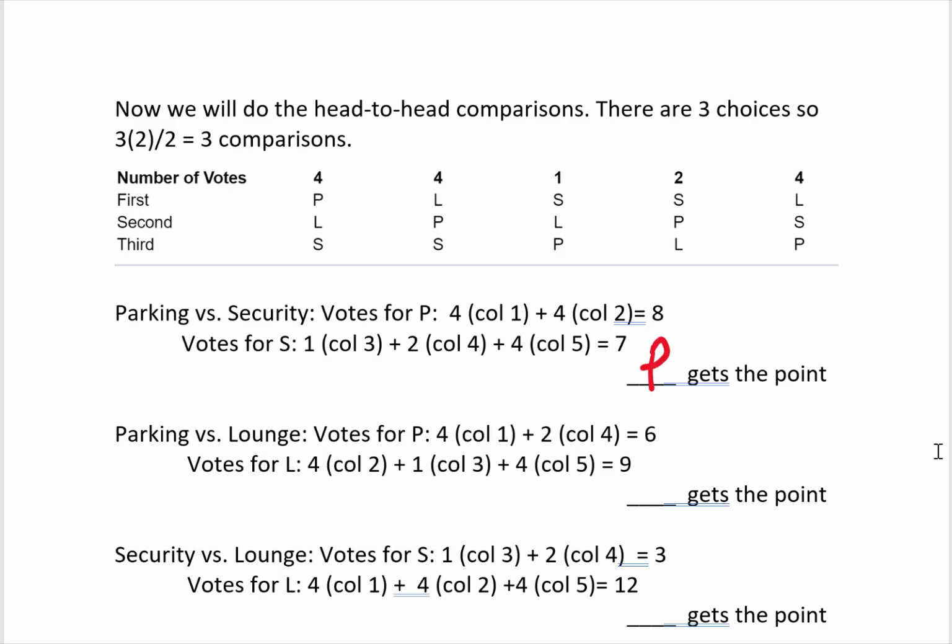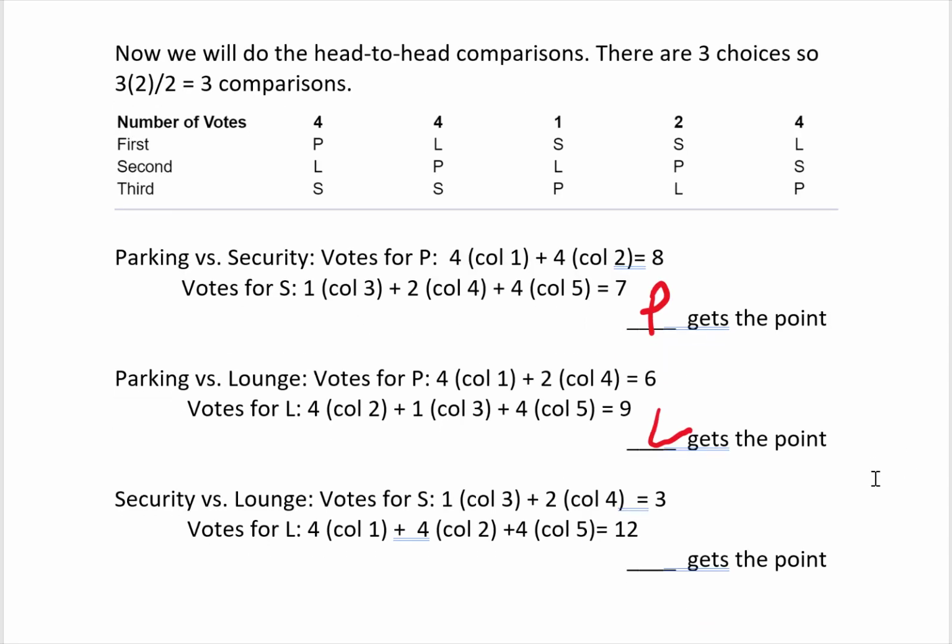Parking versus lounge. Parking gets 4 votes from column 1 and 2 votes from column 2 for a total of 6 votes. And the rest of the votes go to lounge. And so in this case, lounge is going to get the point. And for security versus lounge, security gets 1 vote from column 3 and 2 votes from column 4 for a total of 3 votes. The rest of the votes go for lounge, and lounge gets the point here.